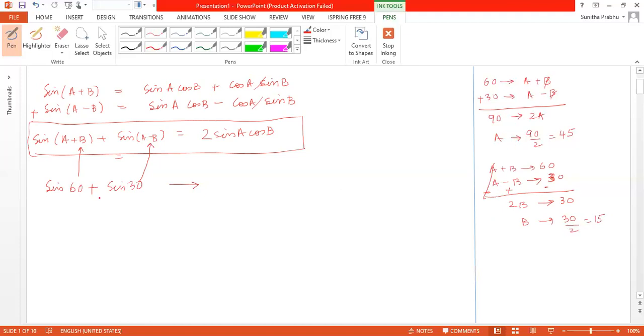So sine 60 plus sine 30 in effect is going to be 2 sine of A plus B by 2, right, into cos of A minus B by 2. Did you guys understand how I got this? Yes, sir. That is nothing but 2 sine, what was my A plus B by 2? A plus B by 2 was 45. And what was my A minus B by 2? I got it as 15.